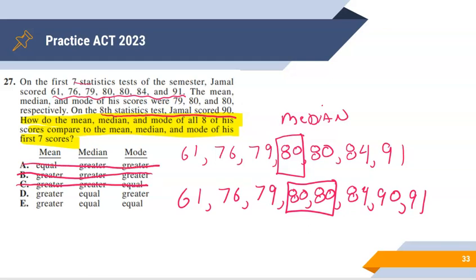Now the mode is what happens the most. In the first grouping, 80 happened the most. In the next grouping, 80 happened the most. So the mode stayed equal, so the answer is E. Notice I didn't bother checking the mean because it was greater in both of those, so why bother, right?